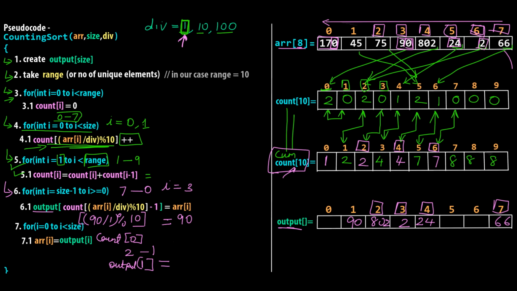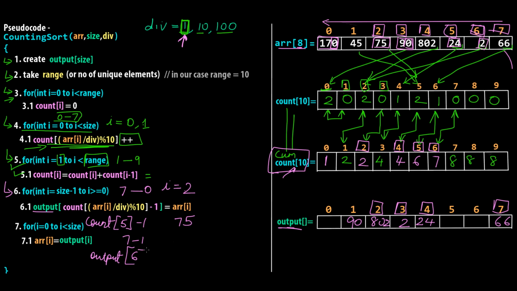Then I value becomes 2. ARR of 2 is ARR of this position, that is 75. So we get count of 5 minus 1. I'm directly evaluating it now. So by now you must get the calculations. What is count of 5? Count of 5 is 7. So 7 minus 1 is 6. So that new value becomes 6 at count of 5. So in the output array, at 6th location or 6th index position is where we store 75. So this is 75 coming over here.